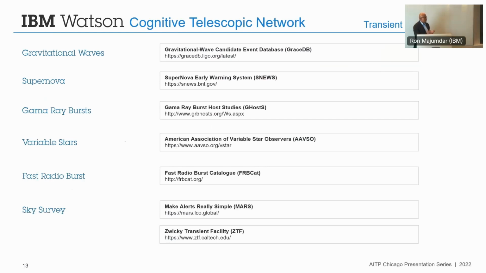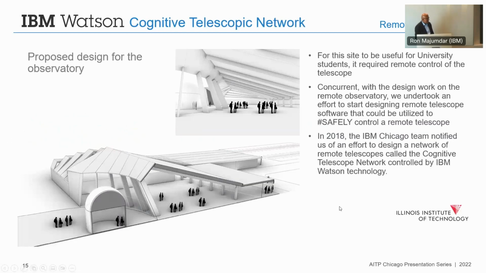Okay, so we started off with the gravitational waves. Obviously, that's one of the use cases, but it can also be used for supernovas, gamma ray bursts, variable stars, and so on, right? So you can take any of these transient phenomena, including shooting stars, right? But they're not as interesting as gamma ray bursts, so probably they'll be at a very low priority. So you can use it basically for any of these transient phenomena.